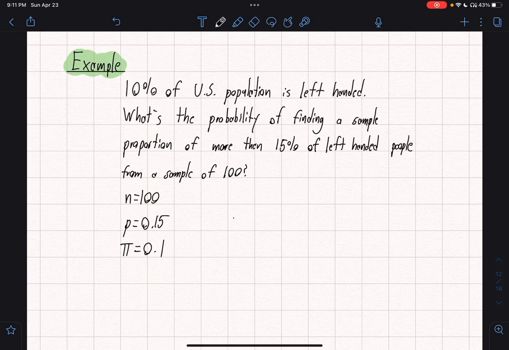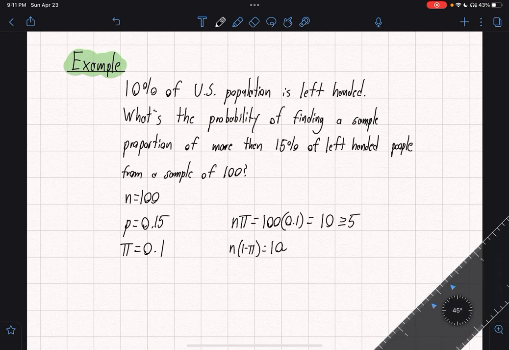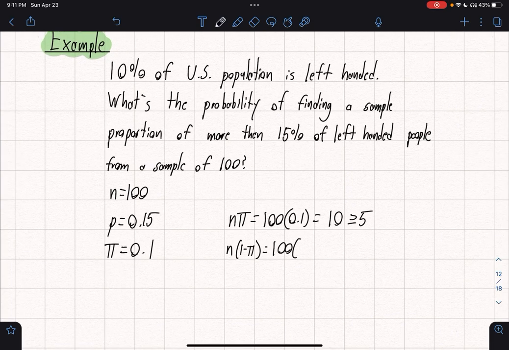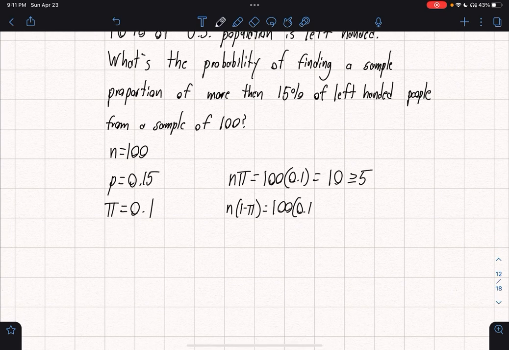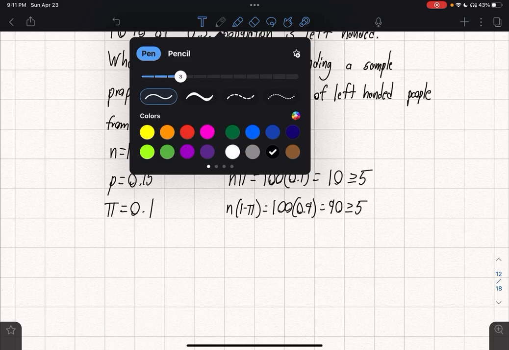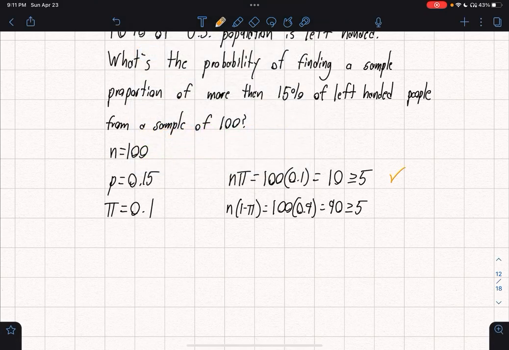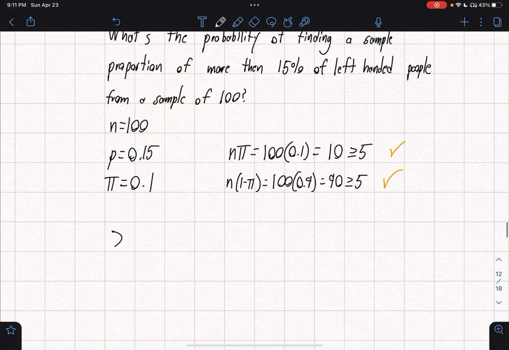So the first thing I want to do is check our assumption. n pi, which in this case is 100 times 0.1, is going to be 10, which is bigger than 5. Okay, we're good there. And then n times 1 minus pi would be 100 times 0.9, which gives us 90, which is also bigger than or equal to 5. So we are good here and we're good here. We're ready to roll.